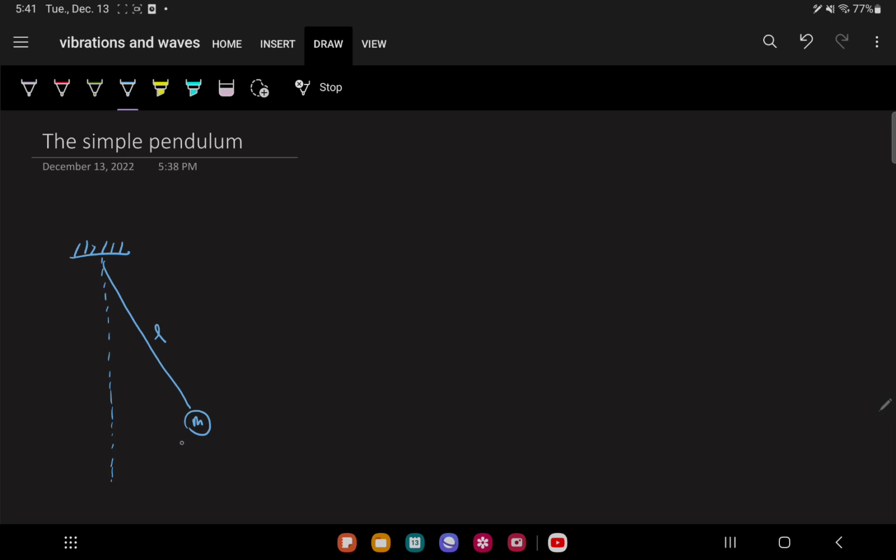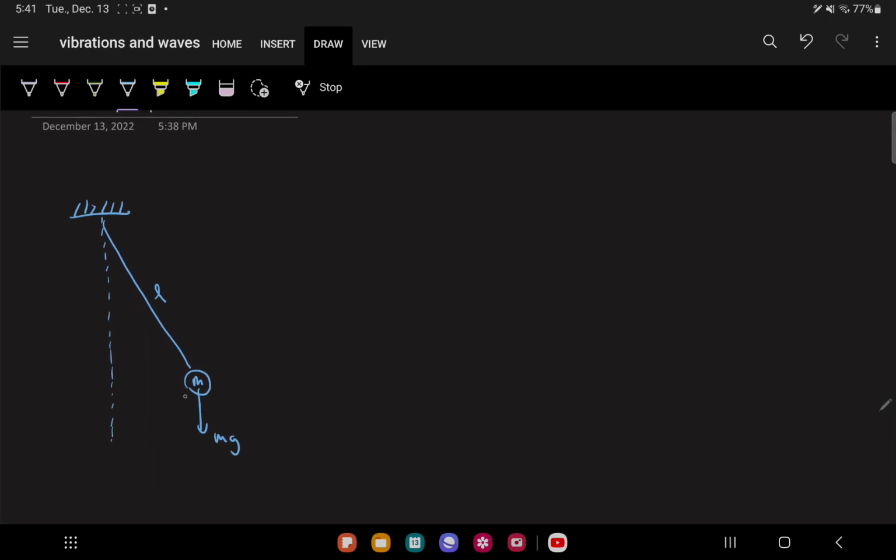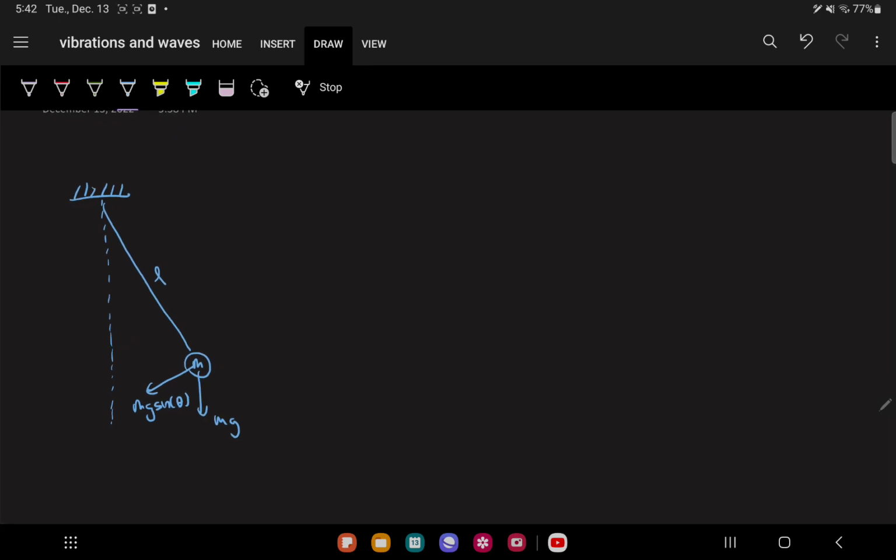And we know that this mass has an mg force downward, and it also has a sideways force, mg sine theta. Right? So this is our diagram of a basic pendulum. So now we do analysis on this.